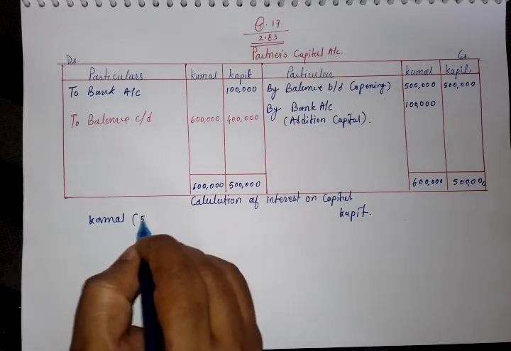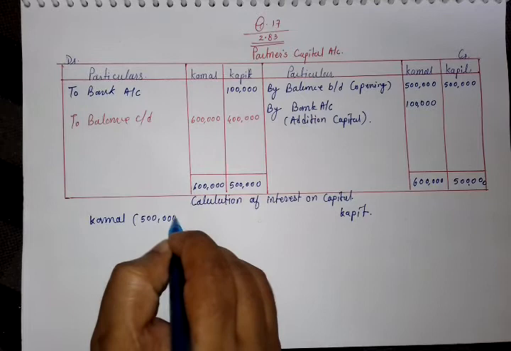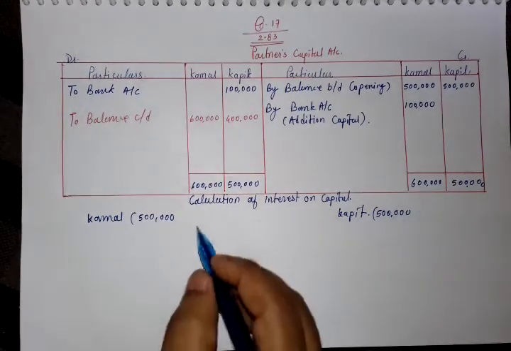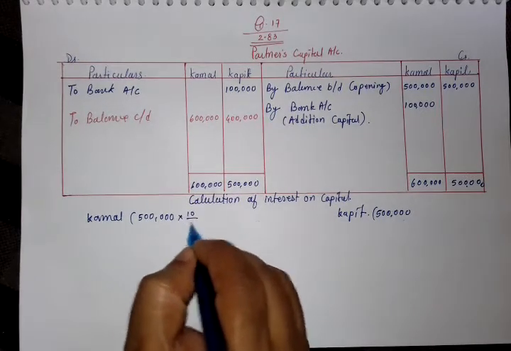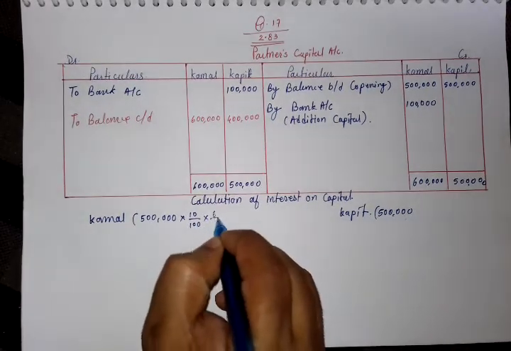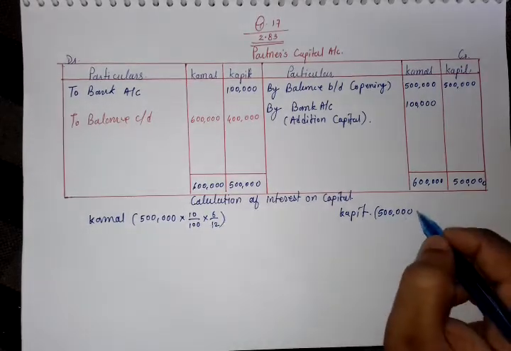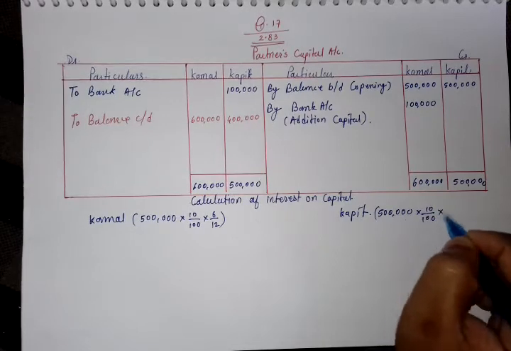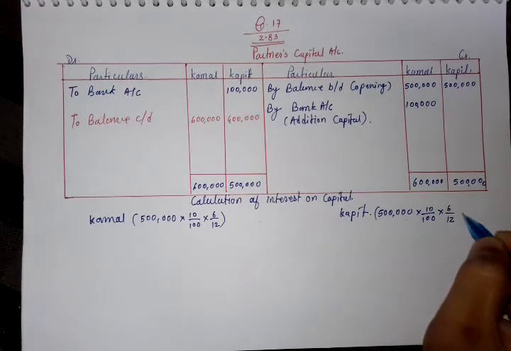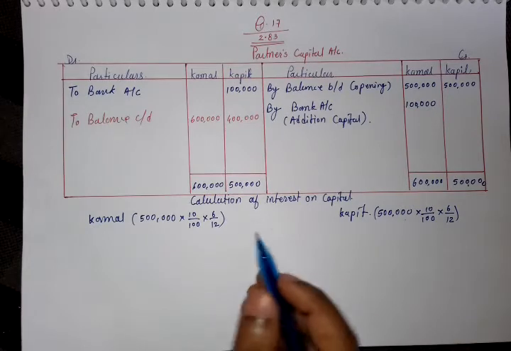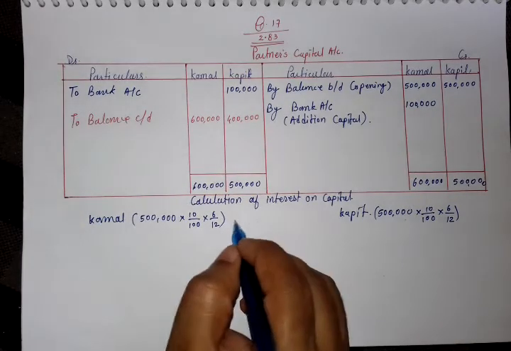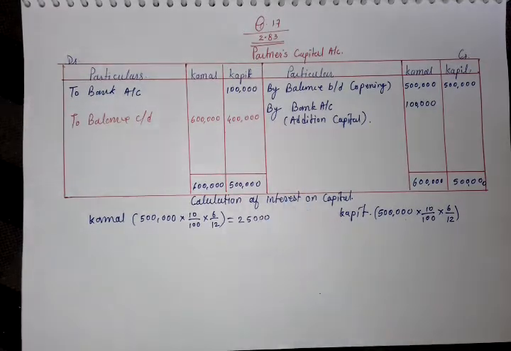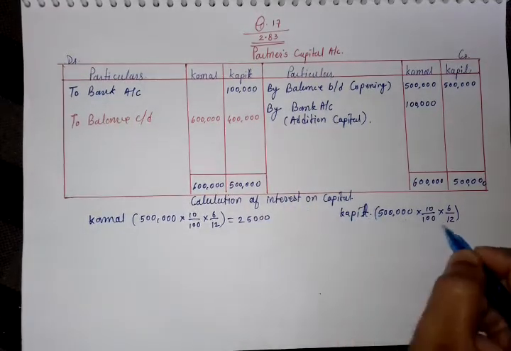Kamal introduced 5 lakh rupees and Kapil also introduced 5 lakh rupees. Okay, at the rate of 10% for 6 months. Same case for Kapil, at the rate of 10% for 6 months. Okay, that means for Kamal the amount is 25,000 and for Kapil is also 25,000.